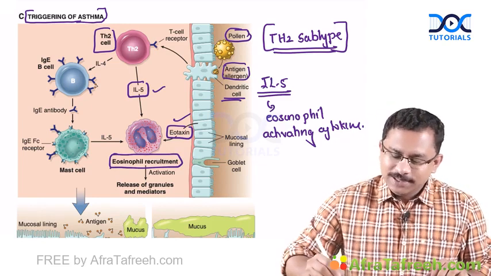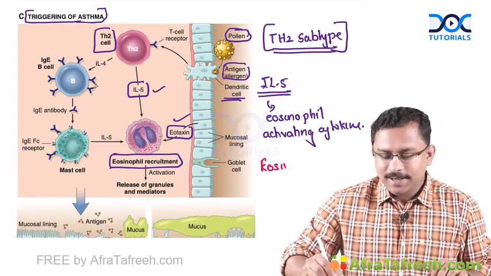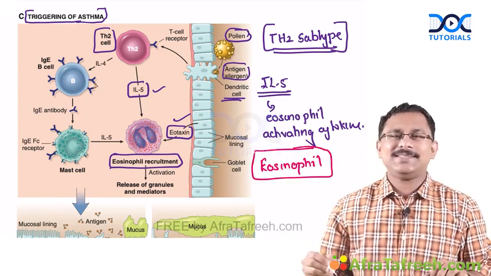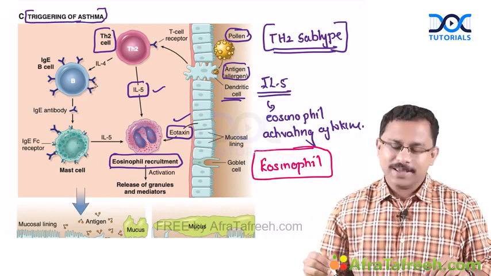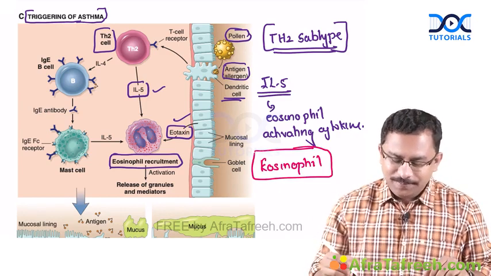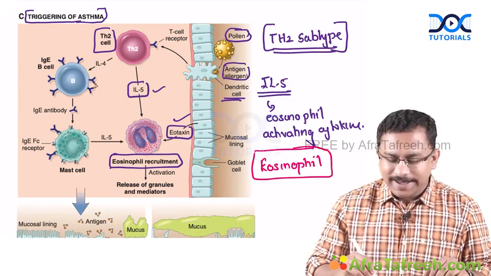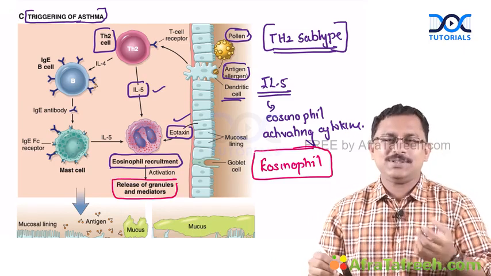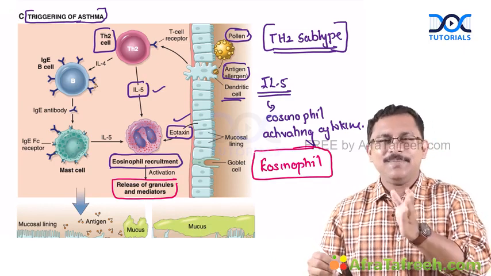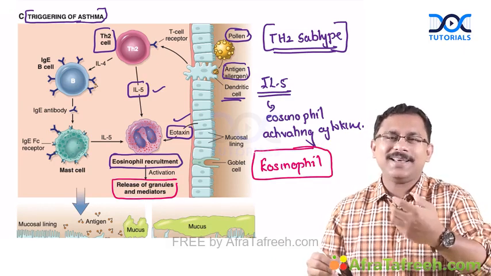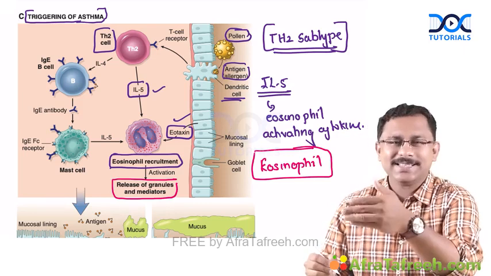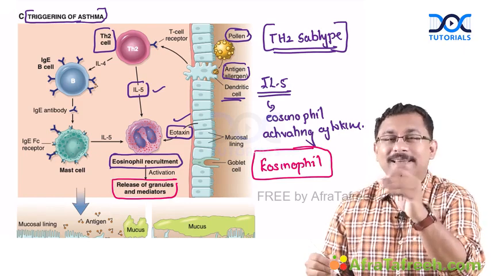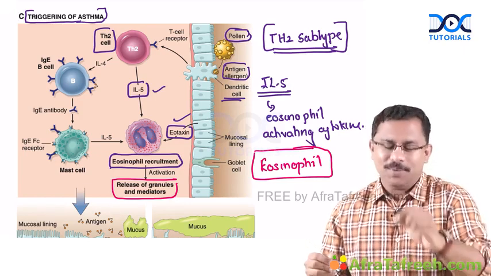Now mind you, this eosinophil is the most important cell type involved in the pathogenesis of asthma. Very important. This eosinophil activation will subsequently cause a release of certain granules as well as certain mediators that would further incite the subsequent changes that happen in an asthmatic patient. So the release of mediators from eosinophils is very important.